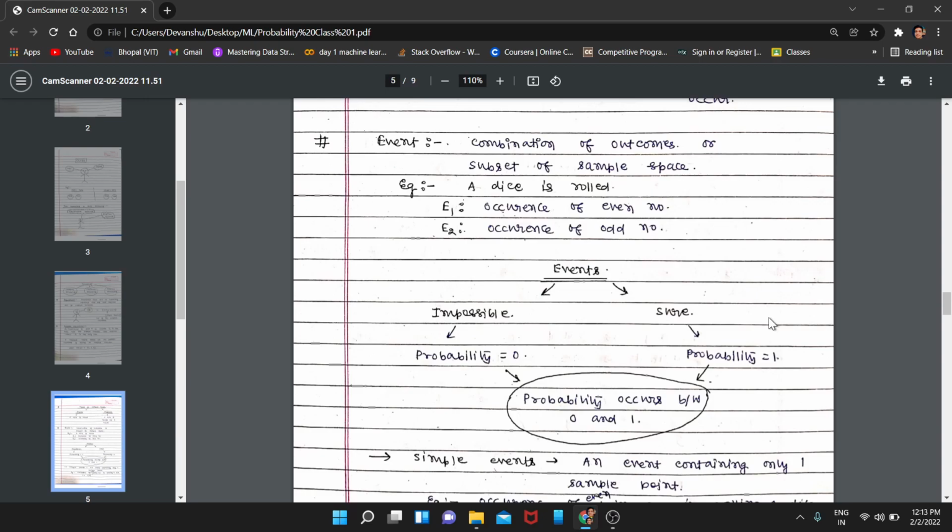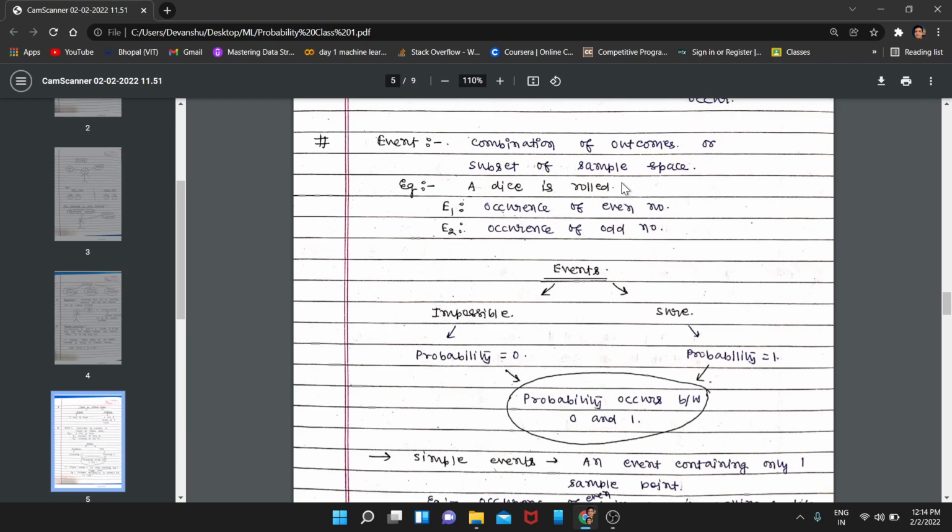An event is a combination of outcomes, that is, a subset of the sample space. For example, if we roll a dice and define events, there can be two events. We have defined event E1 and event E2. Event E1 is about the occurrence of an even number, while event E2 is about the occurrence of an odd number. There are two types of events, which are impossible events and sure events.